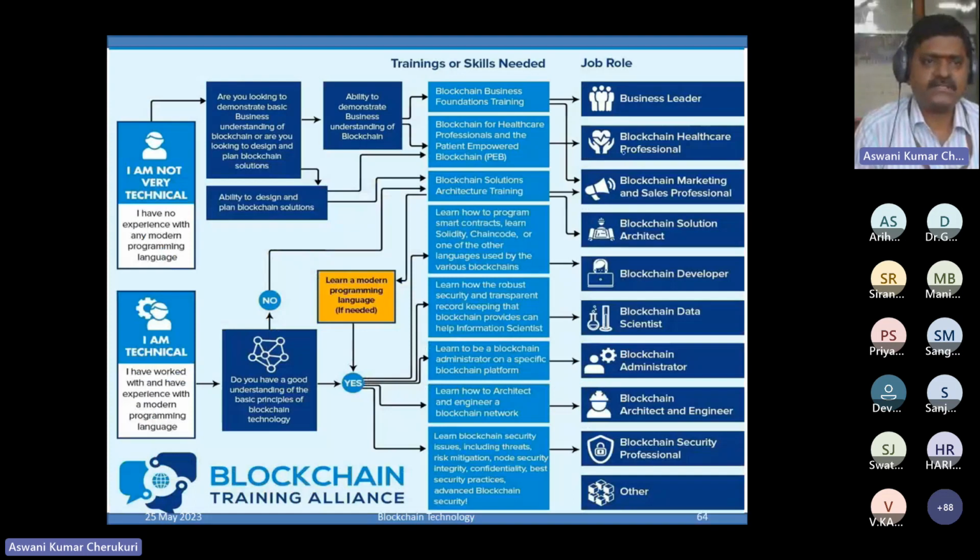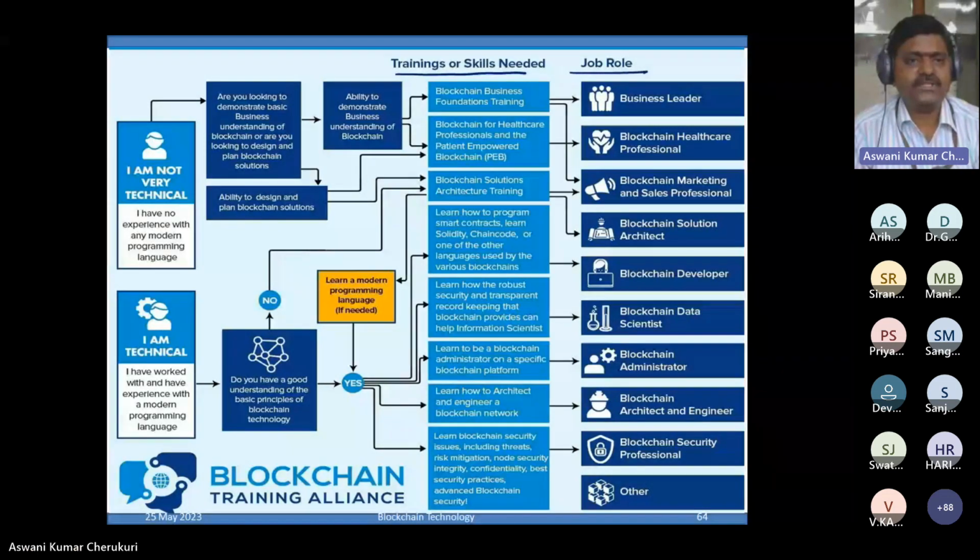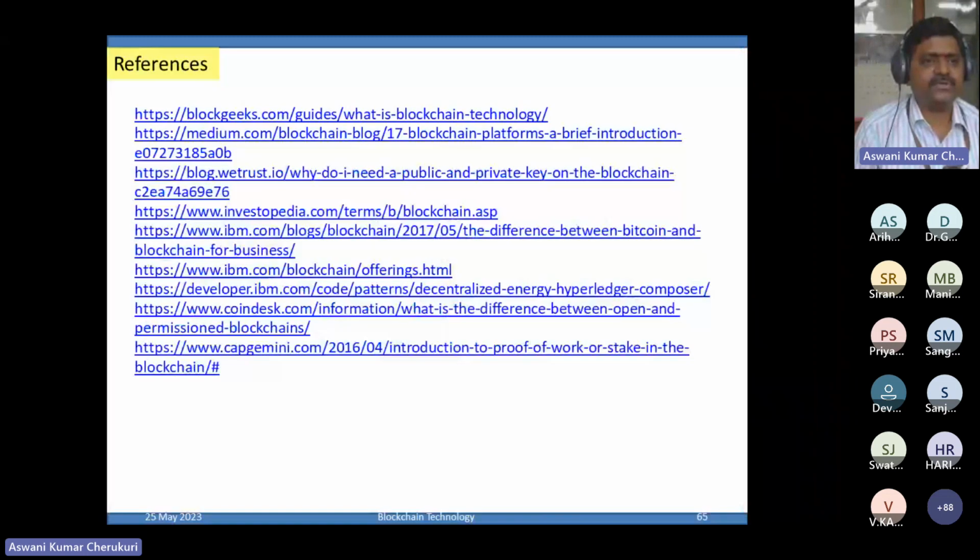So in that regard, there are several job roles in the blockchain sector, whether it is a business leader or a blockchain healthcare professional, solution architect, blockchain developer, blockchain data scientist, blockchain administrator. Like that, there are multiple roles. So even those who are technical or not technical can acquire the skills that are needed, and hence there are various jobs, and you can have these skills so that you can move into any one of the job roles. So these are all the various references that I have used for collection of this information.